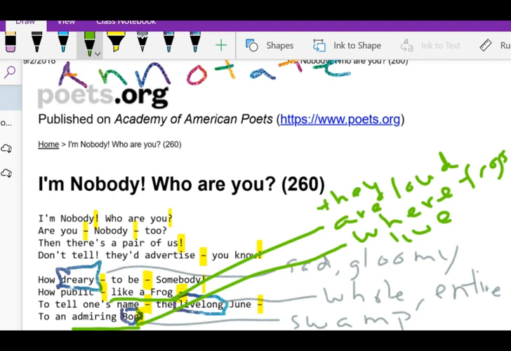In your notebook, I want you to write down the images that you see when I read the poem to you. Next, I want you to think about why or what Emily Dickinson was trying to tell her reader. Write down your answer in your notebook in a couple of short sentences.